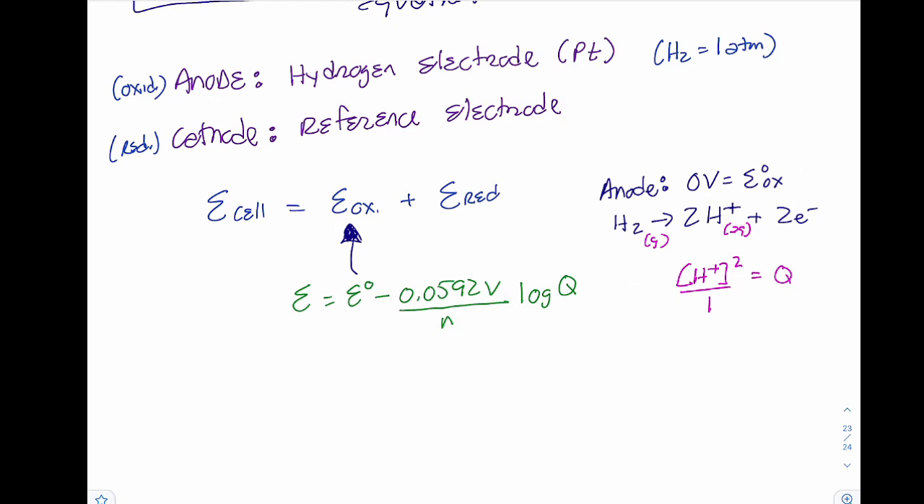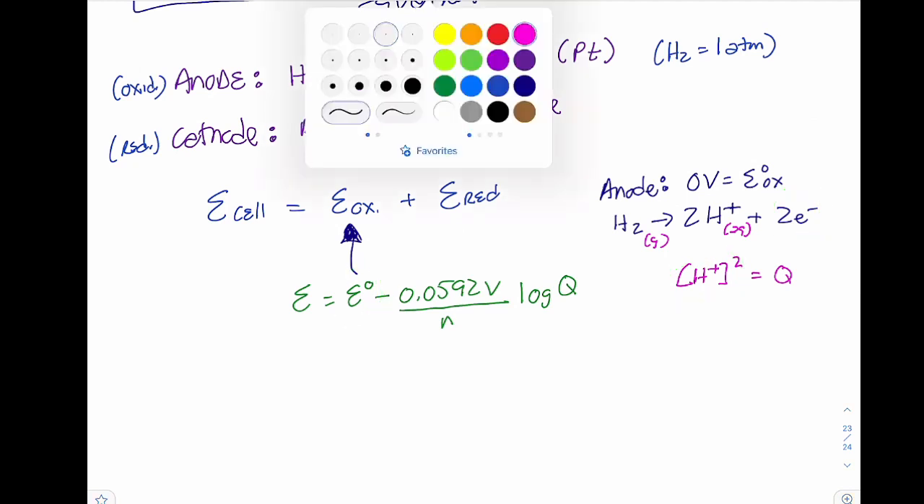If I plug in my partial pressure, I'm going to plug in 1, and then anything over 1 is just equal to itself. So this is what Q is going to be equal to. So we're going to plug this in for Q. N is going to be equal to 2. E naught is going to be equal to 0. So we're going to rewrite this here.